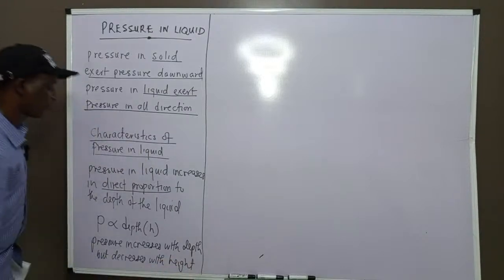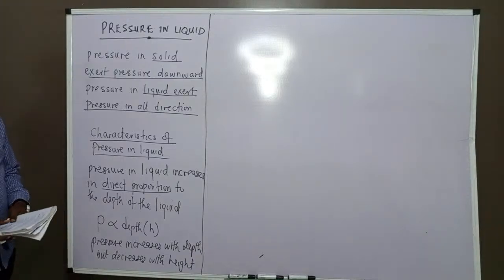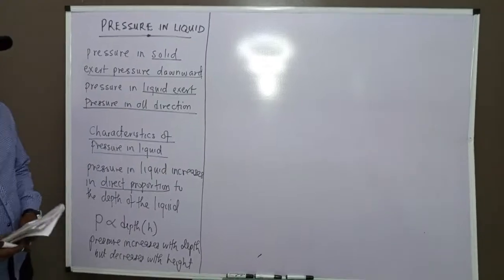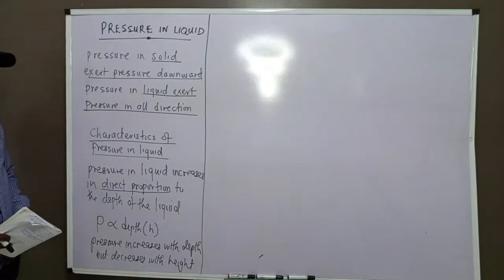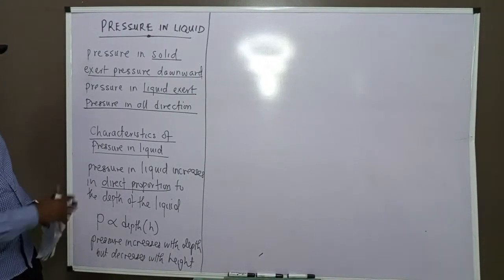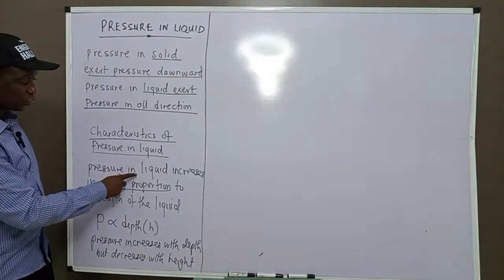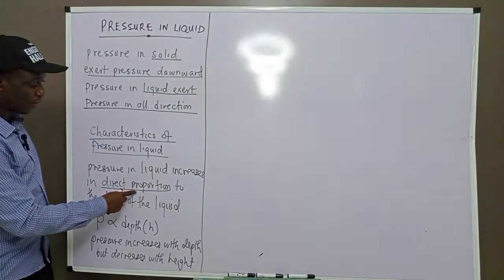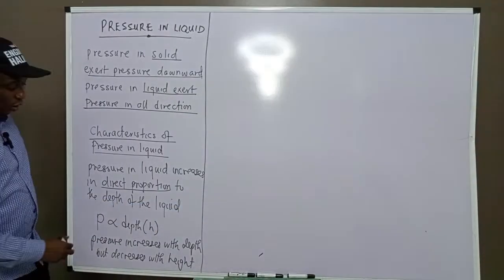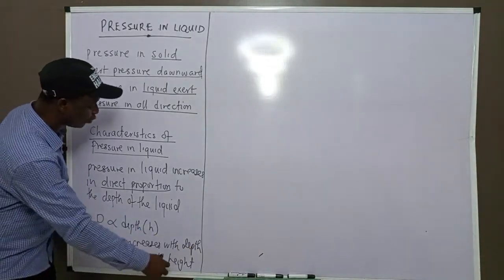So pressure increases with depth and decreases with height. We said a characteristic of pressure in liquid is that it increases in direct proportion to the depth of the liquid, and that pressure increases with depth but decreases with height.